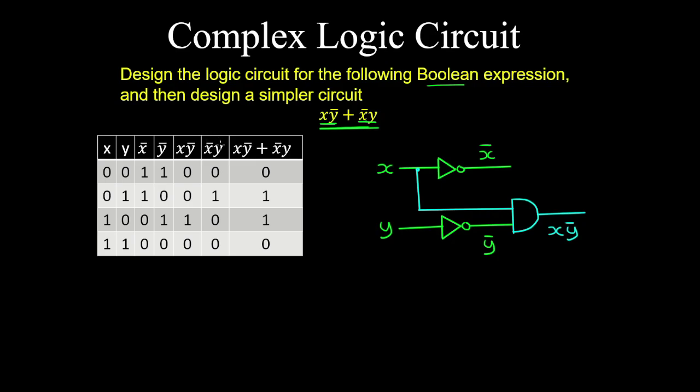And then we have not x and y. So we take y and not x and pass that into an AND gate. So we get not x and y. And then we pass these into an OR gate. So our OR gate looks something like this. And the output will be the final expression. So now let's build this circuit in Tinkercad.